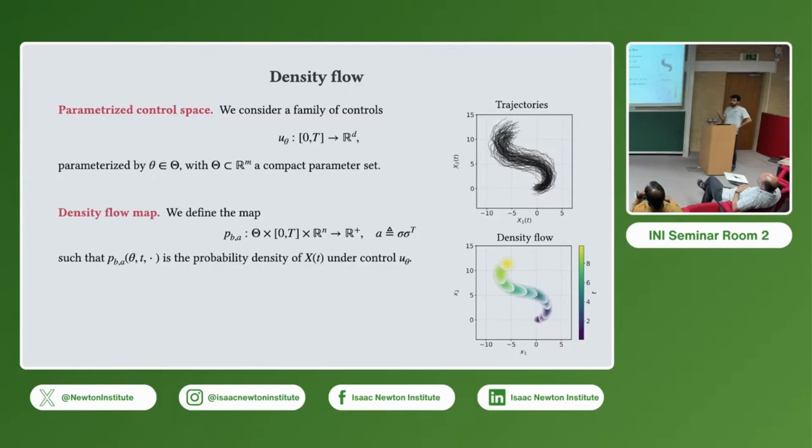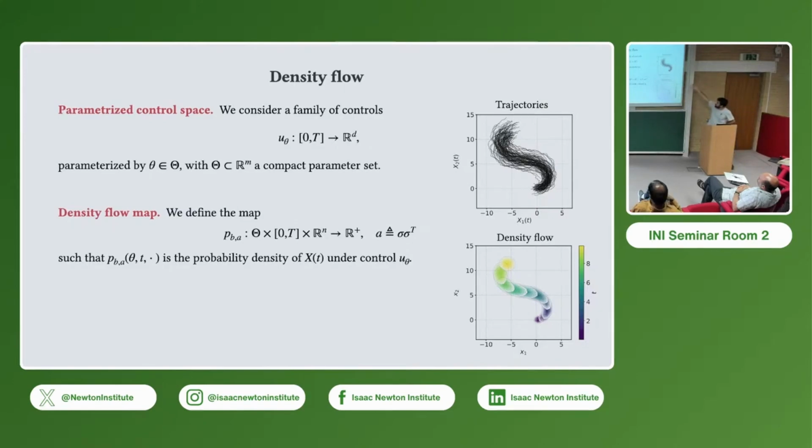So first we parameterize the family of possible controls. We say that all controls that we consider are parameterized by a small theta in a big set Theta, which is a compact subset of R^m. And then I define the density flow map. For any control theta and for any time t, it gives the probability density of the system at time t under control u_theta.